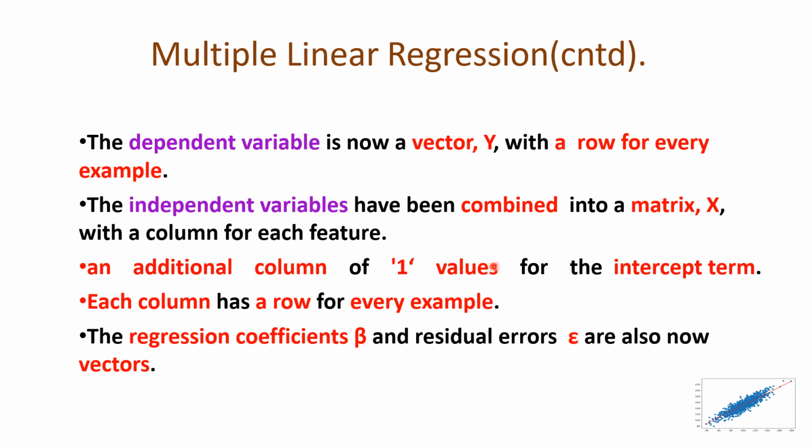Then an additional column of one values for the intercept. So we add a variable called x0, which represents a constant value 1, that will be added for all the rows. Each column has a row for every example. Then the regression coefficients beta and residual errors epsilon are also now vectors. So epsilon itself can be termed as a vector for every x value. This is the explanation of the previous diagram.